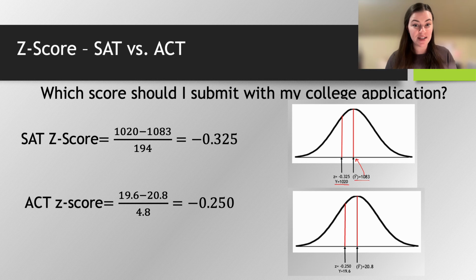Okay, last chance to pause it if you haven't already, but in this case, we should be submitting our ACT score. The reason is that our z-score in this case is closer to the mean or average score than our SAT score. In other words, the average score on the ACT was a 20.8, and we are only 0.25 standard deviations below that mean score. However, with the SAT, we are 0.325 standard deviations below the mean score of 1083.